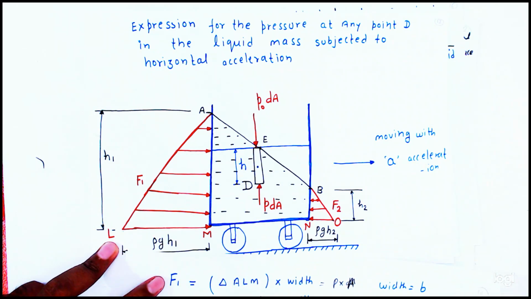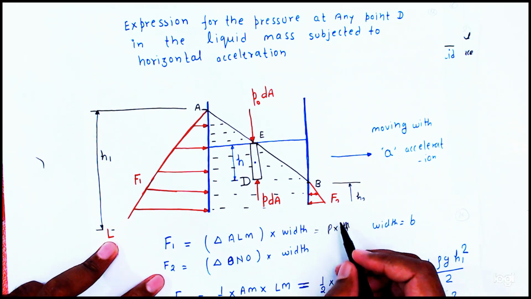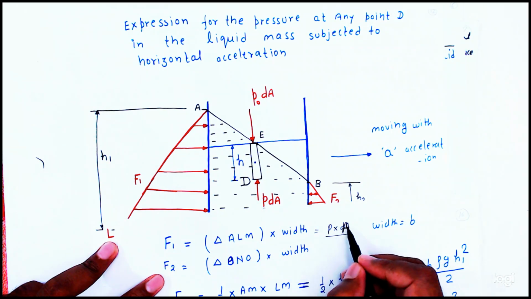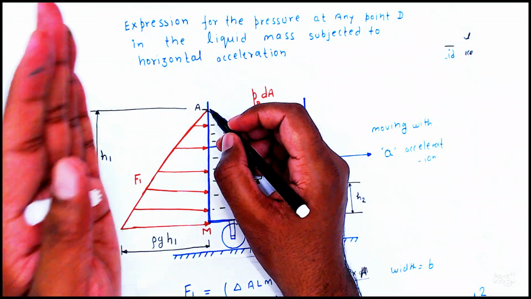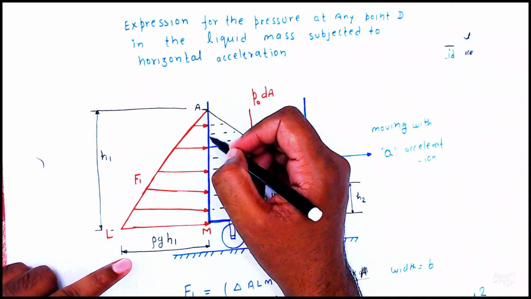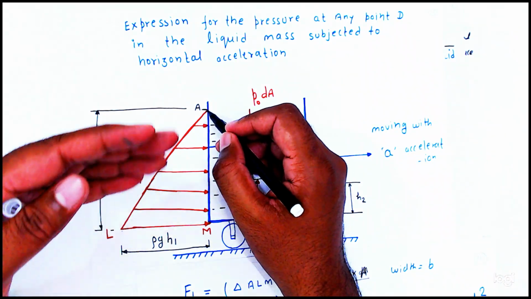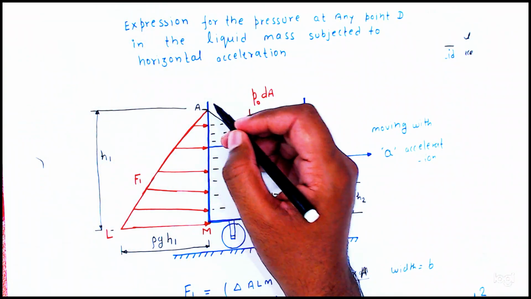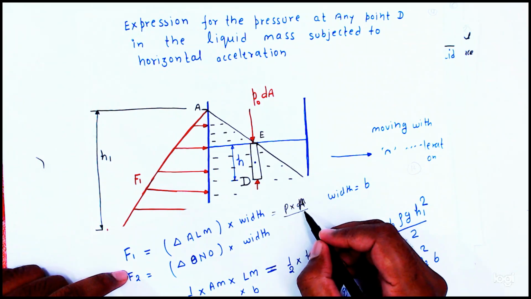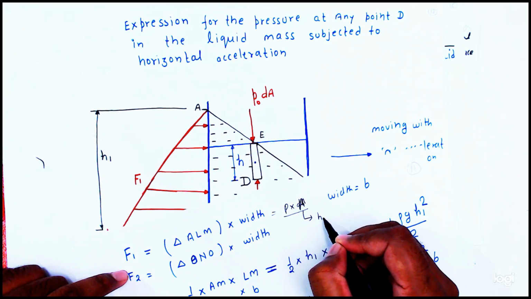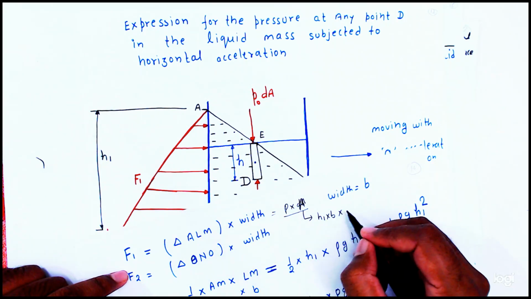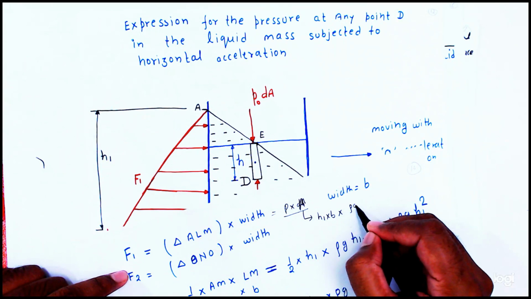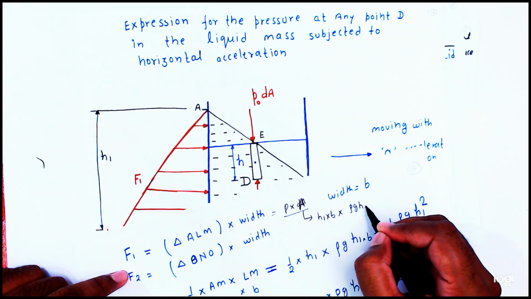Or we can say, friends, from here we already discussed this P into area. So here you see, area is equal to what? If we are taking this plane, H1 is the height and width is equal to B. So area is equal to H1 into B. Pressure is equal to what? Pressure is equal to rho g H1.